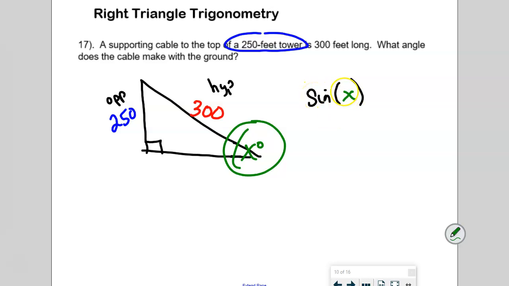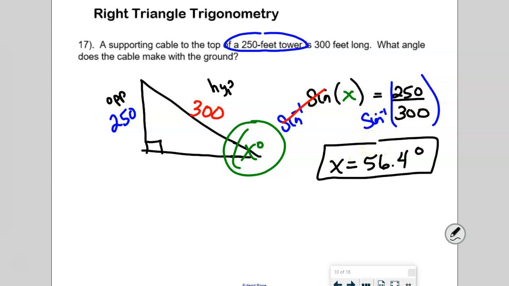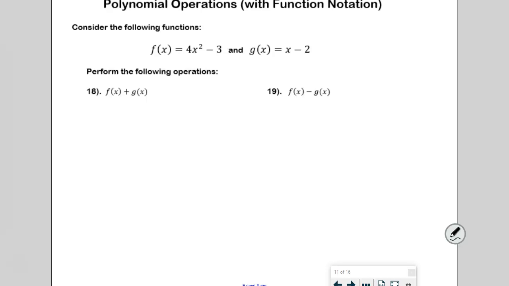So sine of that angle equals opposite over hypotenuse. So just like a few problems ago, we have to undo sine by using an inverse sine. So we are applying an inverse sine to both sides of the equation. Over here, they just cancel. And then over here, we just got to type inverse sine of 250 divided by 300, inside the inverse sine function. And I'm getting 56.4 degrees, which, again, seems logical for an answer. I know my picture is scrappy, but I don't think it's a crazy answer.